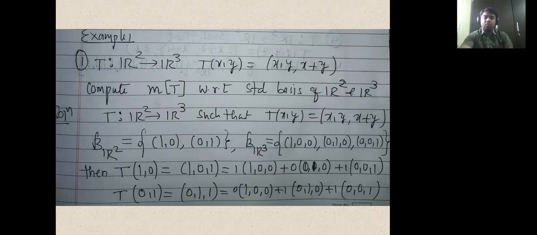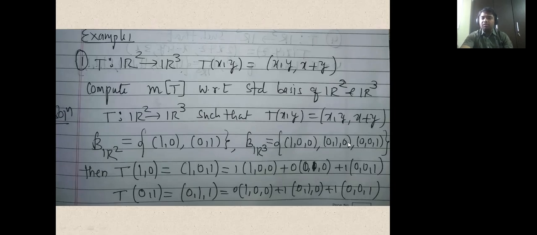T from R2 to R3, T of (x, y) is equal to (x, y, x plus y). This is our linear transformation. We need to find its matrix with respect to the standard basis of R2 and the standard basis of R3. In the solution, always write down the definition of T as part of your answer. I have written that. Now the basis of R2, the standard basis, is (1, 0), (0, 1). Similarly for R3, the standard basis I have taken is (1, 0, 0), (0, 1, 0), (0, 0, 1).